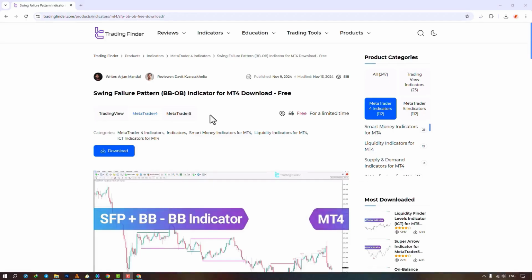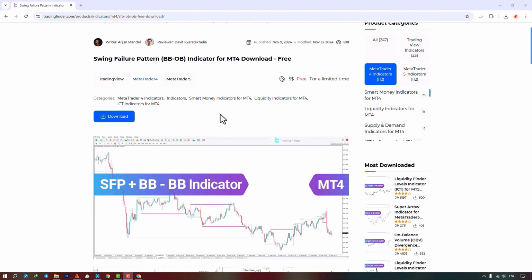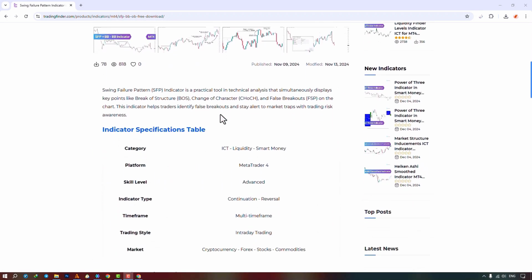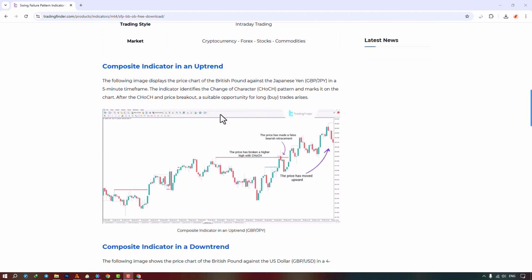The swing failure pattern BB OB indicator is available for various platforms on the TradingFinder website. From this section, you can download the indicator file for MetaTrader 4 and MetaTrader 5 platforms and run it on the chart. Traders can also read this page to understand how the indicator works and operates.